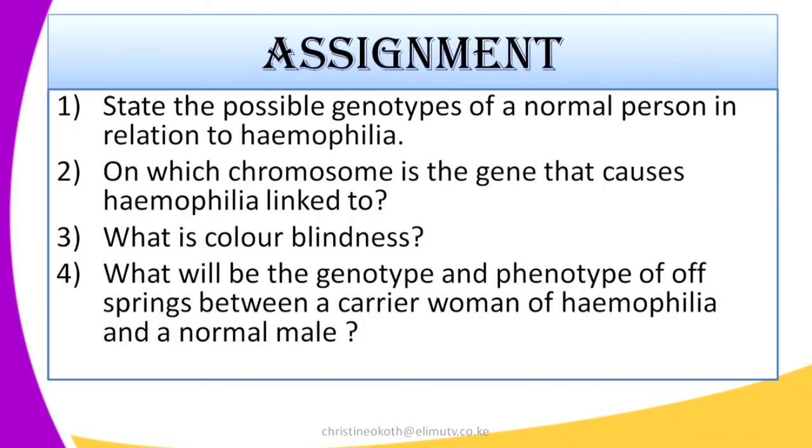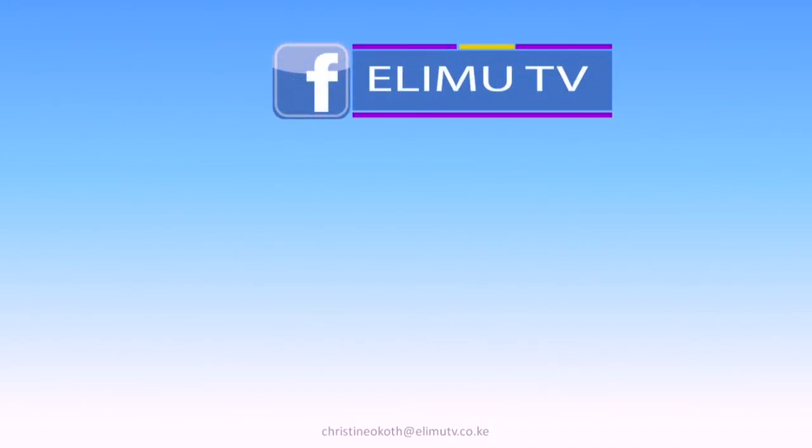So for your assignment today, question number 1, state the possible genotypes of a normal person in relation to hemophilia. Question 2, on which chromosome is the gene that causes hemophilia linked? Question 3, what is color blindness? So you're supposed to define what color blindness is. Question 4, what will be the genotype and the phenotype of offspring between a carrier woman and a normal male? You can either use the cross test, or you can use the Punnett square.